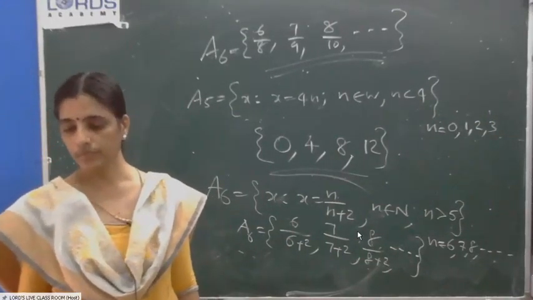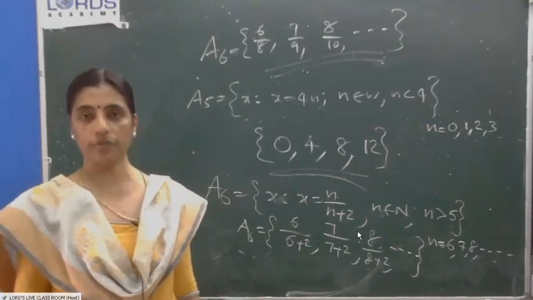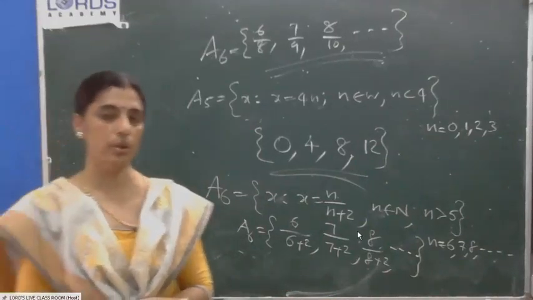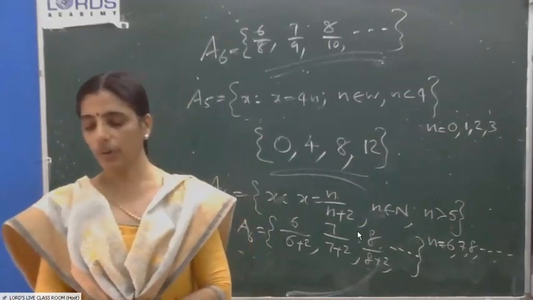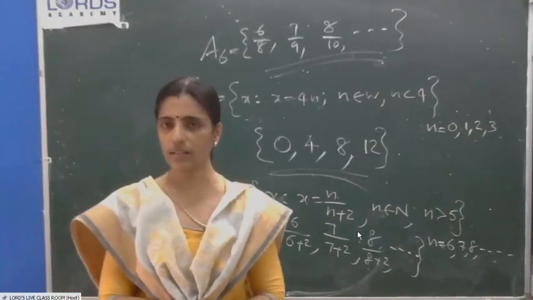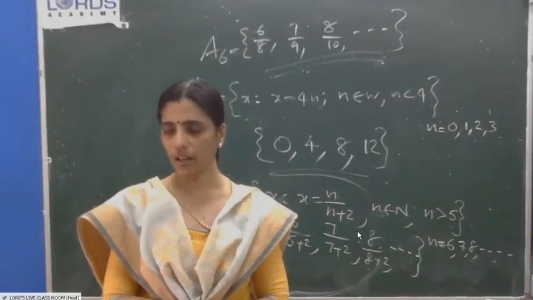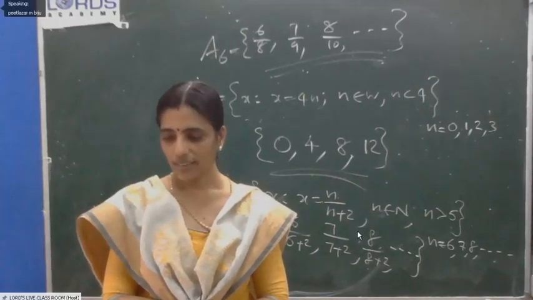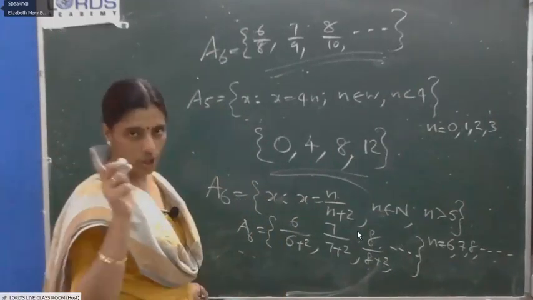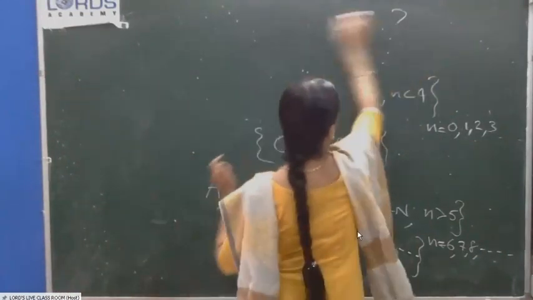Next one, question number 2. Write the following sets in set builder form. That means we have to convert tabular form into rule form, the rule method. B1 equal to 6, 9, 12, 15. What is the speciality? Is it a multiple of 3? Okay, but not all. Anyway, you write.